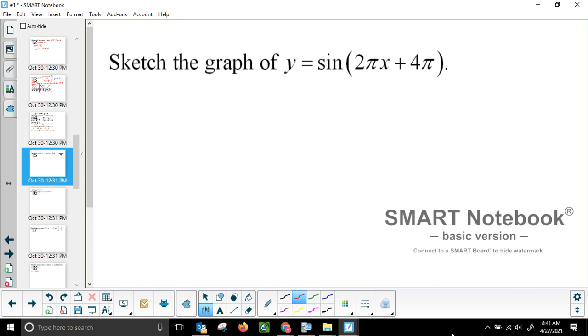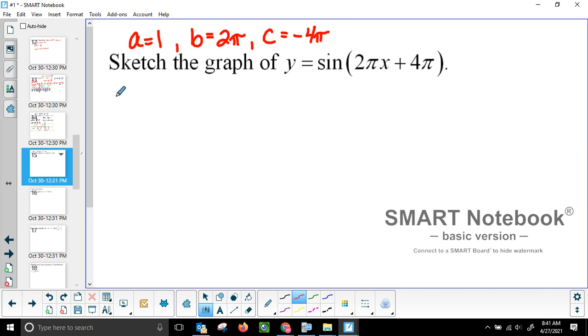Okay, so let's go ahead and take a look here. All right, so our A, again, the number in front of sine here is 1. Our B, the number in this case in front of our variable, so this is 2 pi. And our C, the opposite of whatever is being added or subtracted to our argument here. So negative 4 pi.